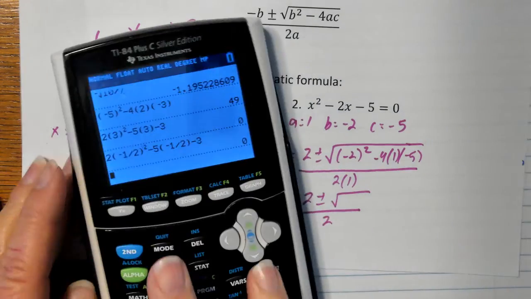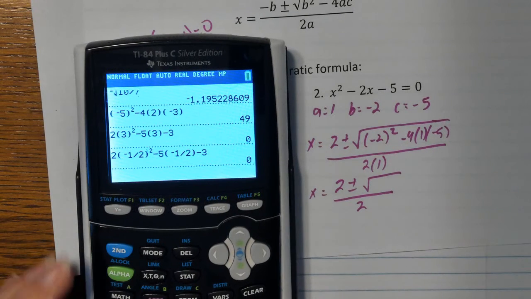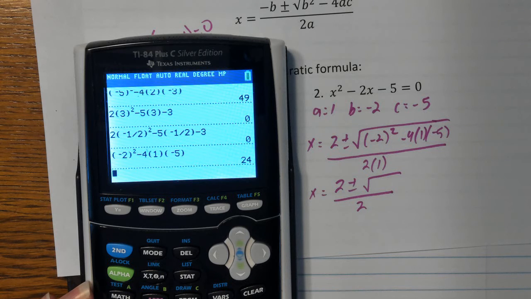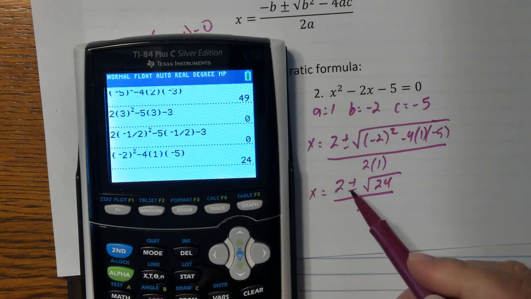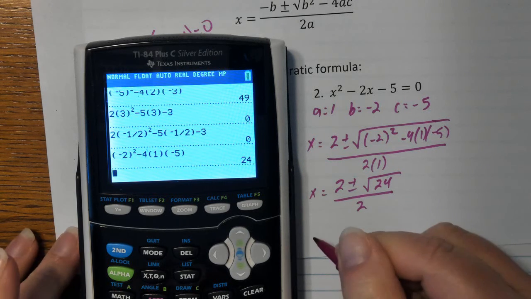All right, in my calculator, I'm going to just type the part under the radical. I'm not going to type the square root symbol. Negative 2 in parentheses squared minus 4 times 1 times negative 5. I'm just typing the part under the radical, and it comes out to be 24. So 2 plus or minus the square root of 24 divided by 2.